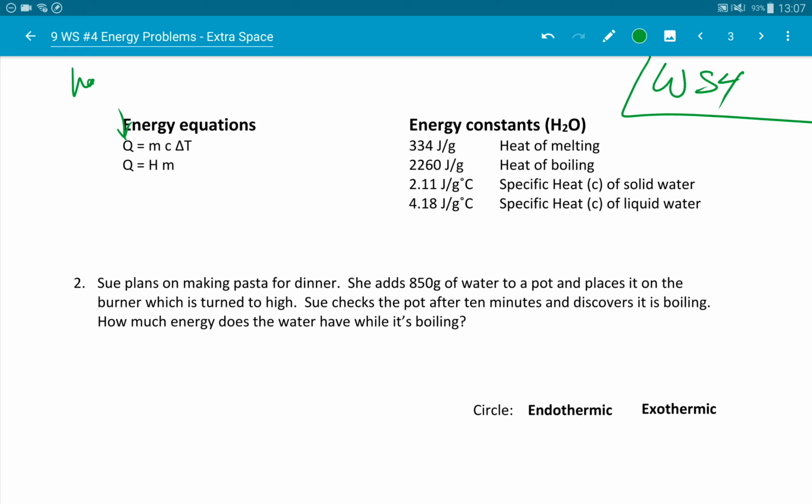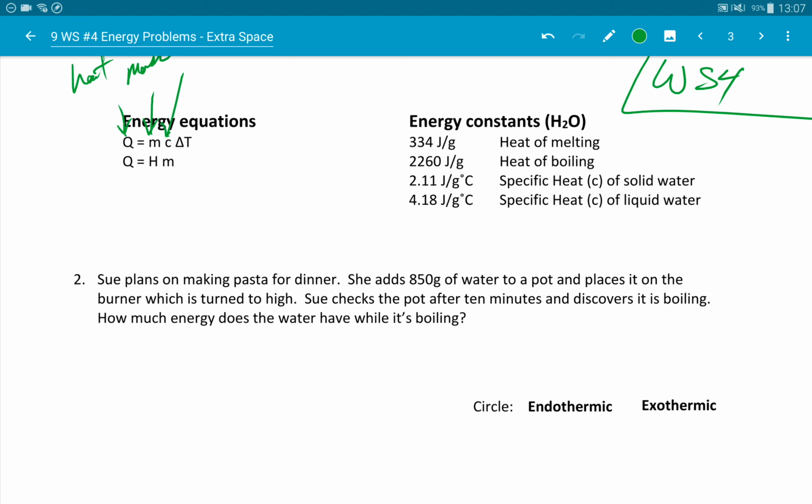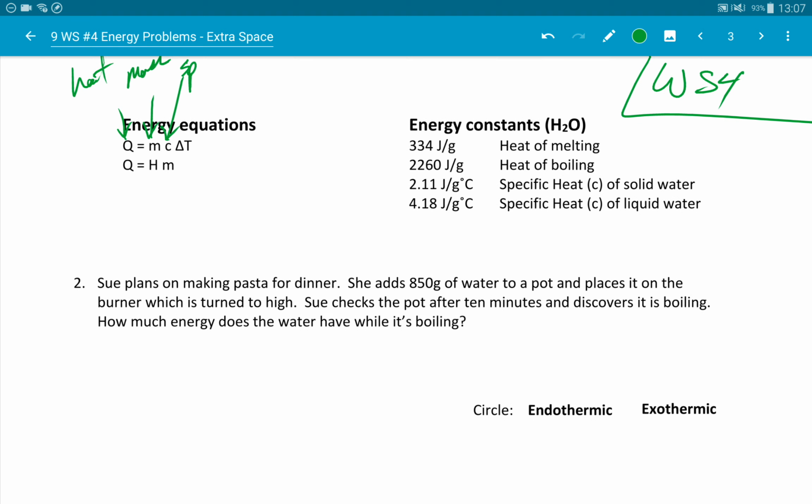Q is talking about how much heat, and generally how much heat you've transferred to or from some object. M is just the amount of mass in that object that you're talking about transferring heat to or from, might be like water. C is talking about the specific heat of that object that you're transferring heat to or from. Specific heat is telling us how much energy. If we could see two examples of specific heat over here with both solid water and liquid water.